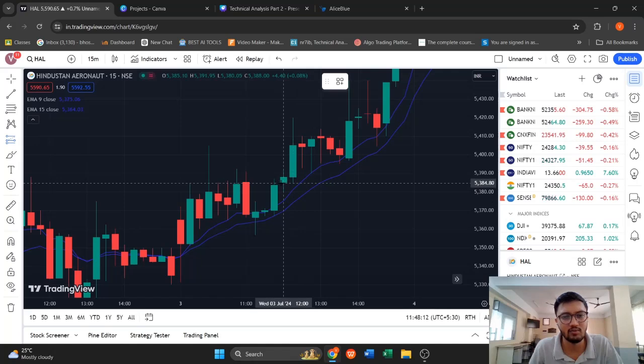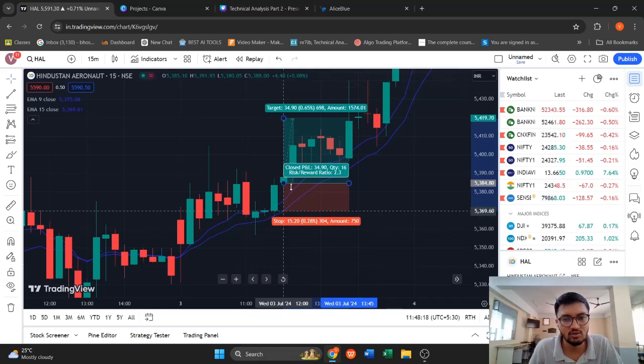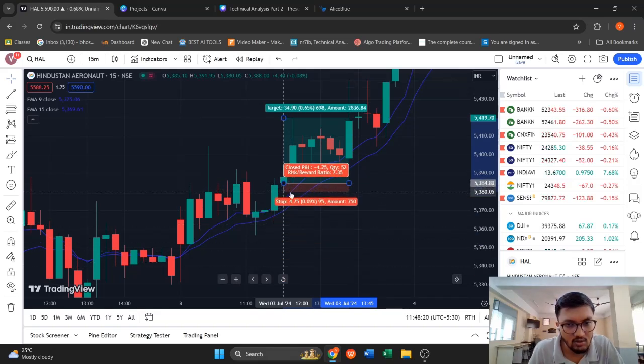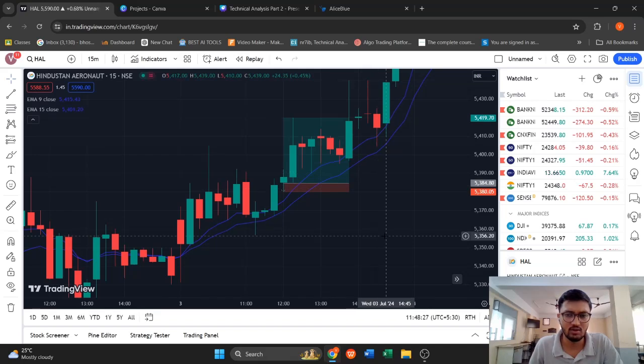I'll just take a long position on this trade. So a long position would have given me a beautiful 30 points on a stop loss of almost 5 points. So 1 to 6, like 7 to 1 risk to reward ratio, which is fairly good. And this is about the morning star.